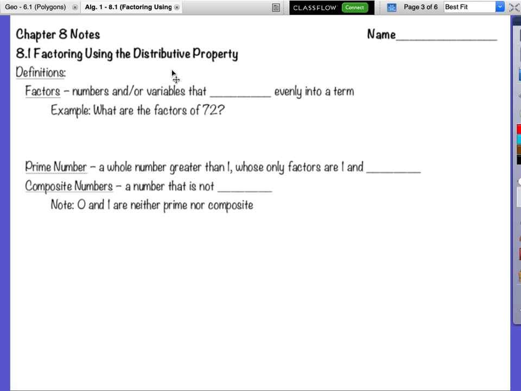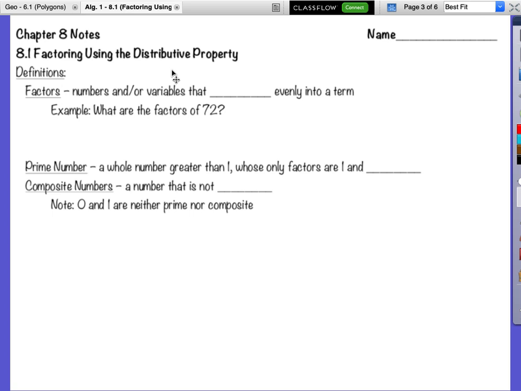Okay, when you have something multiplying with something in parentheses, and then you multiply it to everything in the parentheses. That is multiplication. Okay, so we have this distributive property. So today we're going to learn about factoring.